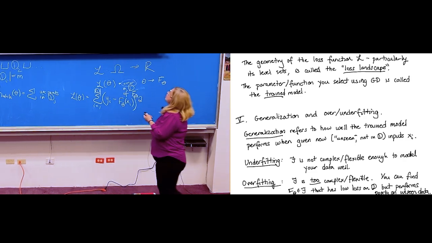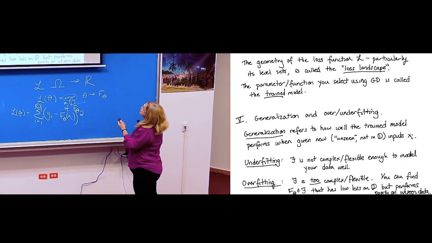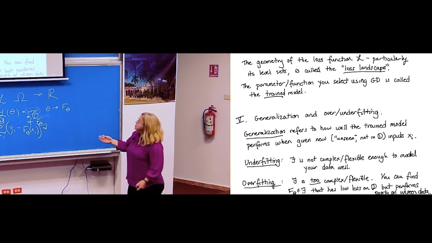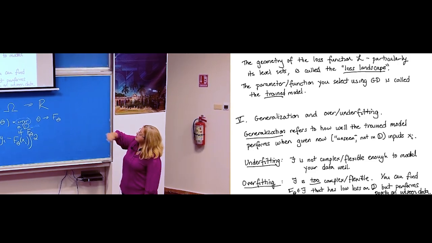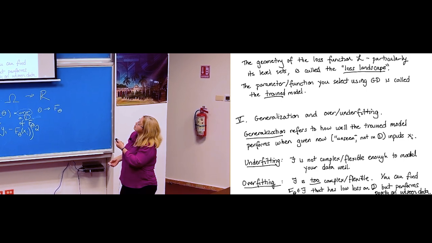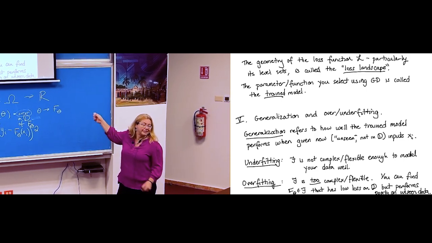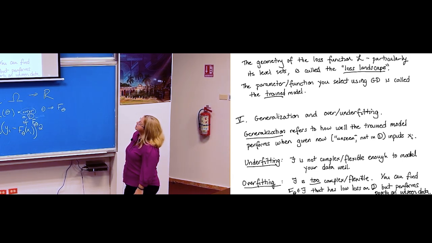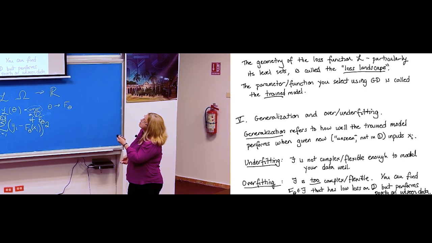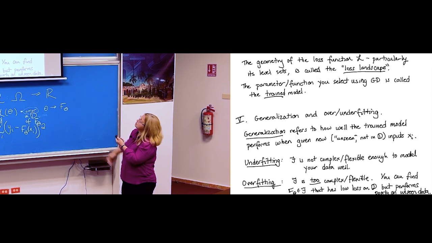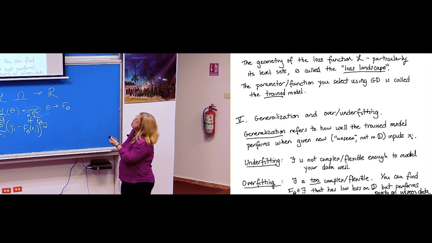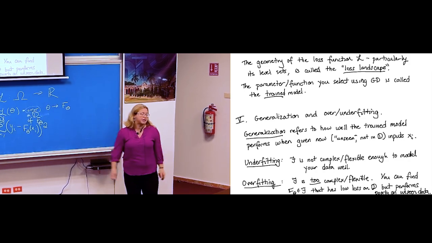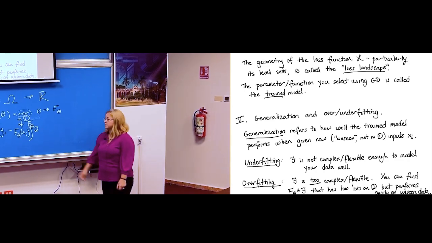So the geometry of this loss function, L, whatever it is, in particular, the level sets, is called the loss landscape. So that picture I showed before, that is called the loss landscape. And so when you do this process of using gradient descent, stepping through parameter space, the thing you end up at is called the trained model. So it's your approximation of the best function.